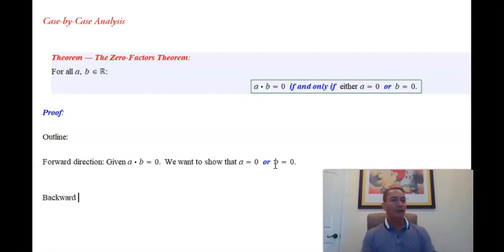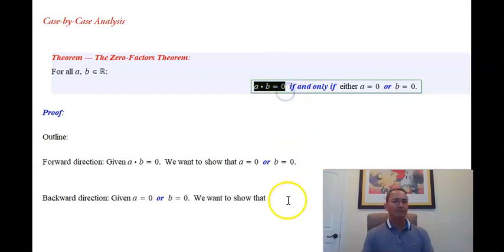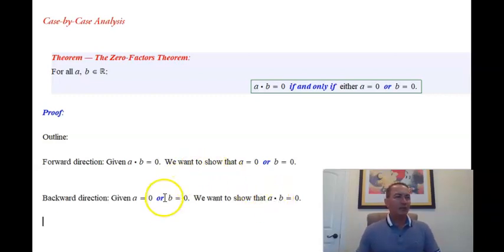There's a backward direction. So this time we are given that a equals 0 or b equals 0. We want to show that a times b equals 0. So anytime you see the phrase if and only if, unfortunately, it's twice as much work. Alright, well, let's look at the two things that we have to show. Is one of these already familiar to us? Let's look at the backwards direction. We already know that a is 0 or b is 0.